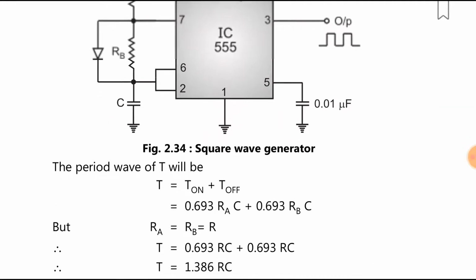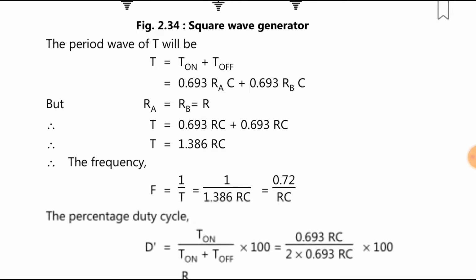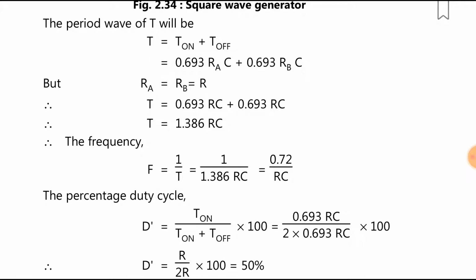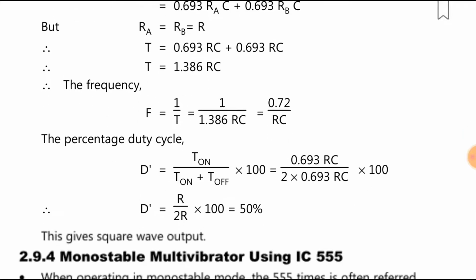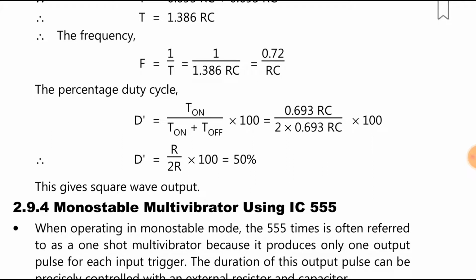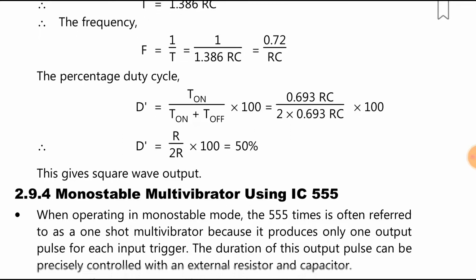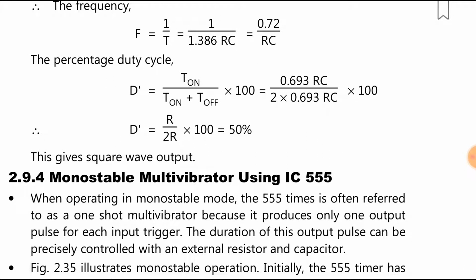Now the diode is connected across RB. So the period T will be T on plus T off. With RA equal to RB equal to R, I can say T is 1.386 RC. The frequency is 1 upon T, so it is 0.72 upon RC. Now the percentage duty cycle D dash is T on upon (T on plus T off) times 100. So I will get a 50% duty cycle. So this gives you a square wave output.